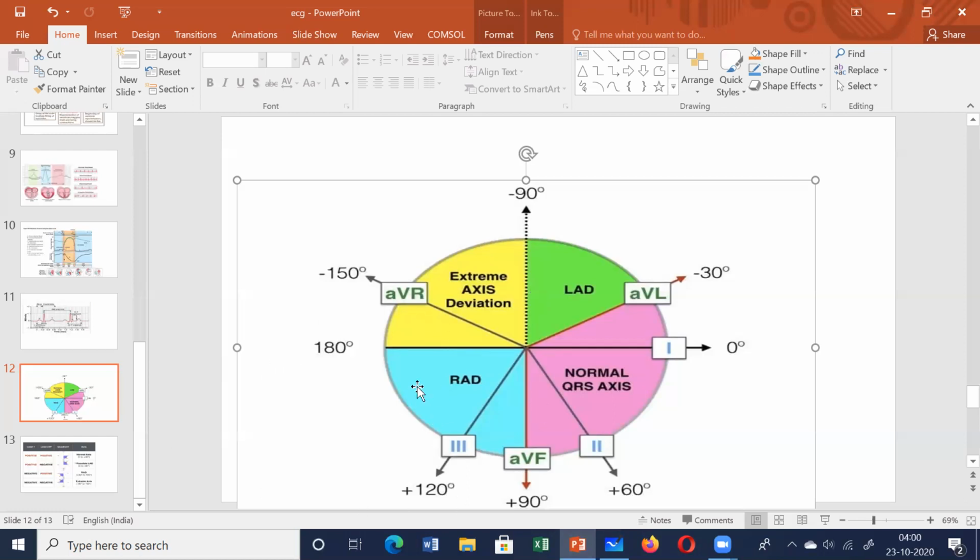There is another simple way, which is to locate the most isoelectric limb along the frontal plane. Anyhow, for today's discussion, you can remember these two methods, the quadrant approach and the three lead approach. The quadrant approach is most commonly used. You mainly look at the lead 1 and the lead AVF. So let me just summarize it here once more.